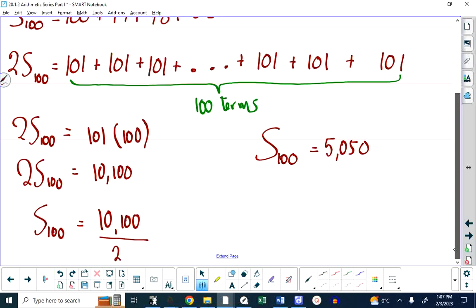But this illustrates an important strategy. I want you to notice that this 101 is the first term in the series plus the last term in the series.